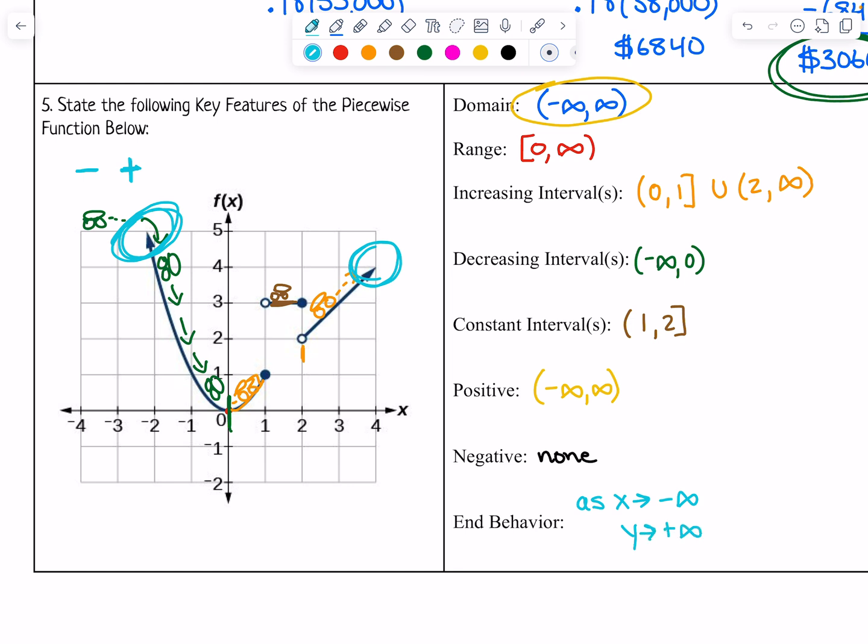And then for this other end, it's going toward the first quadrant where everything's positive. So we just have to write that out with the right notation. As x approaches positive infinity, y approaches positive infinity. All right, so that's it for practice quiz number 2.